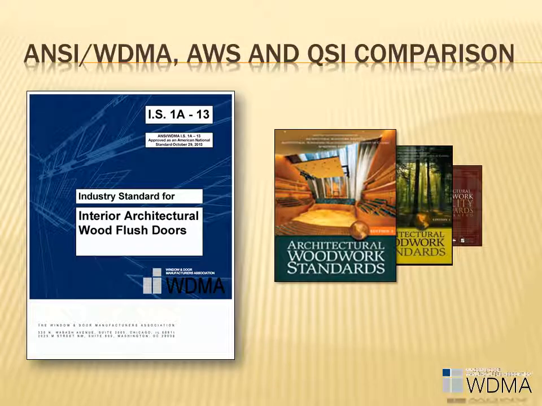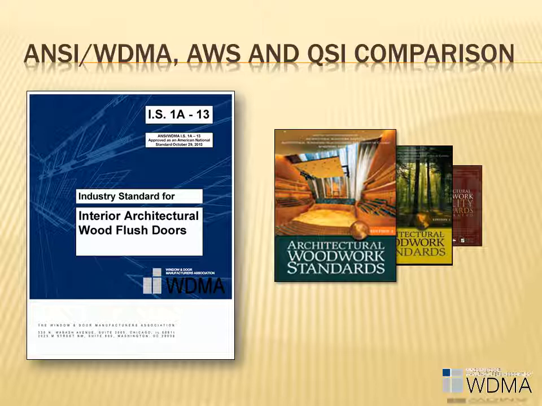Specifiers need to be aware that premium grade doors under the AWS, ANSI WDMA, and QSI specifications have face veneer requirements that can significantly affect door costs. QSI premium doors require wider flitch widths than ANSI WDMA and 2009 AWS premium doors. Premium doors under ANSI WDMA and the AWS standards require higher veneer grade than custom doors.